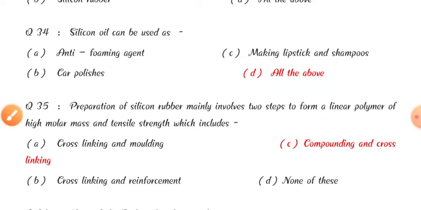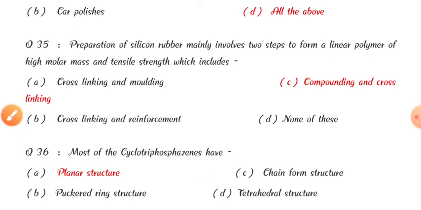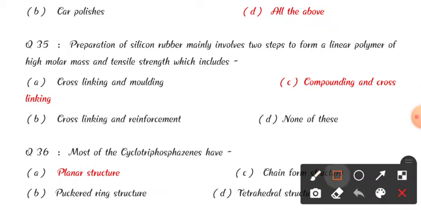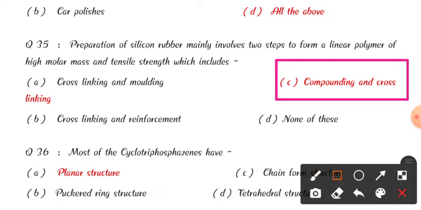Now question number 35: preparation of silicone rubber mainly involves two steps to form a linear polymer of high molar mass and tensile strength, which includes option C, that is compounding and cross-linking, which should be the correct answer.